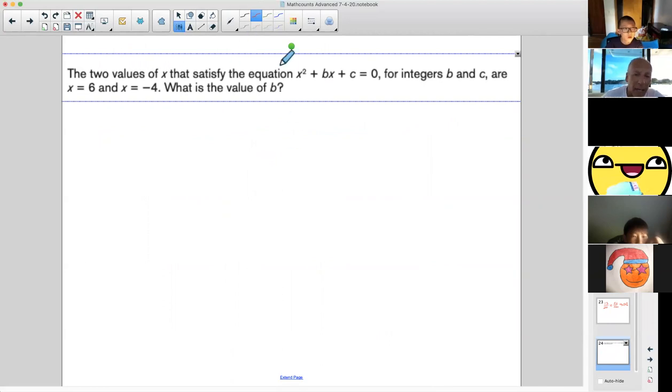All right. Two values of x that satisfy this equation for integers b and c are 6 and -4. What's the value of b? Don't answer out loud. Send me a chat, please.